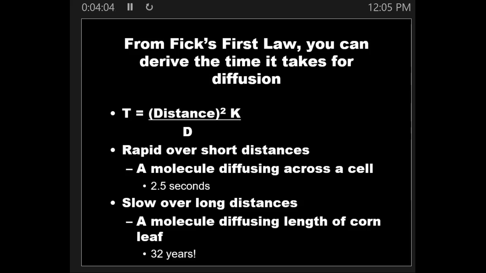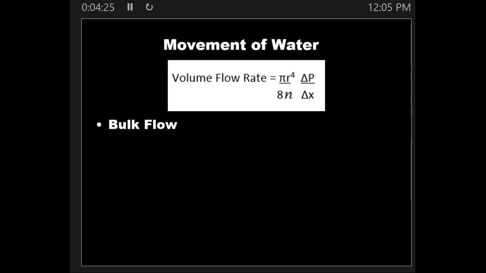Once the plant physiologists started doing the actual calculations, they realized, oh boy, diffusion can't be for long distance transport. And when you think about giant sequoias and giant redwoods, where water has to move from the roots all the way to the leaves, that's a long distance. So they knew they had to think about some other processes. So they started to think about bulk flow.